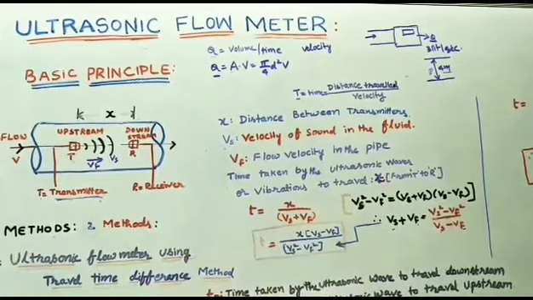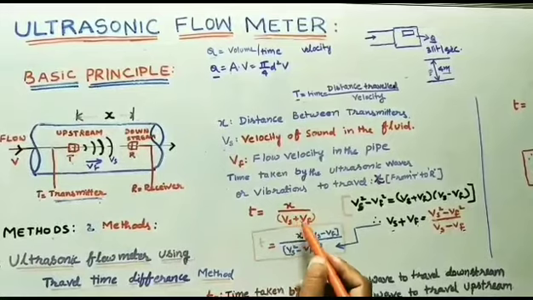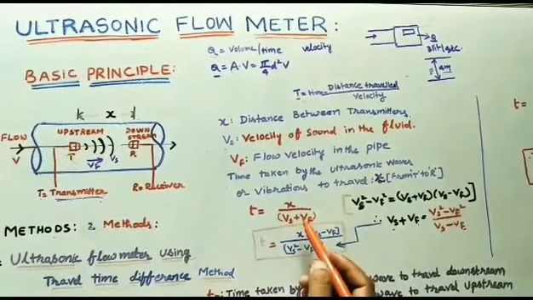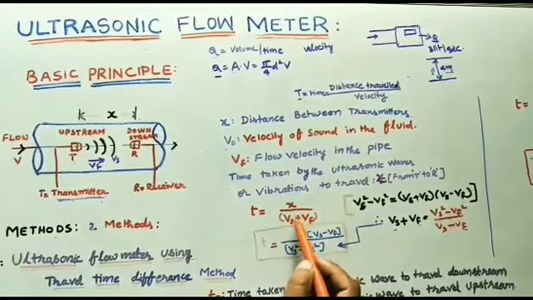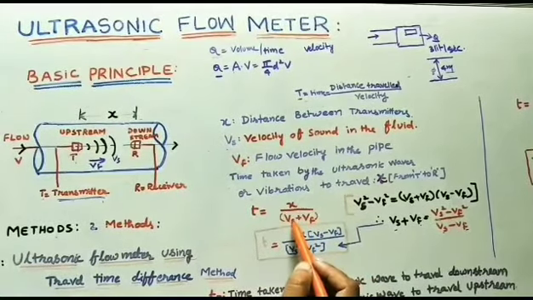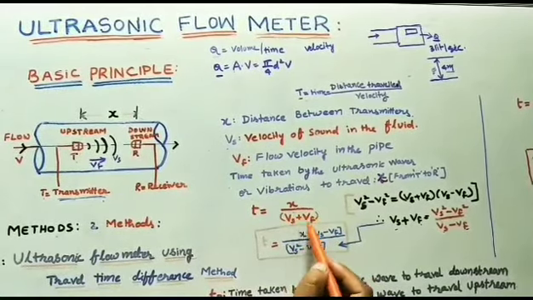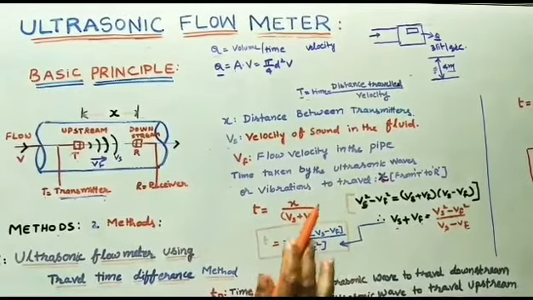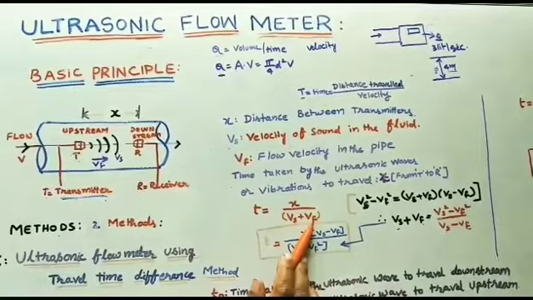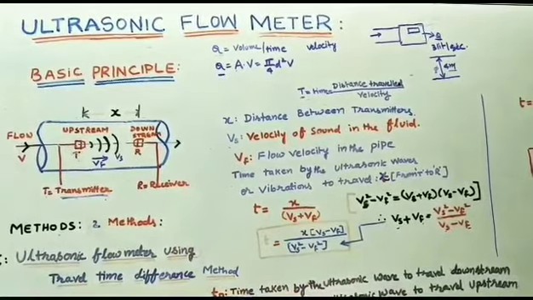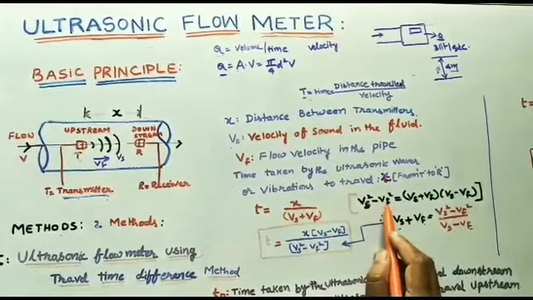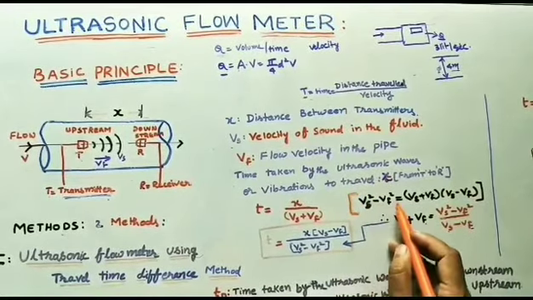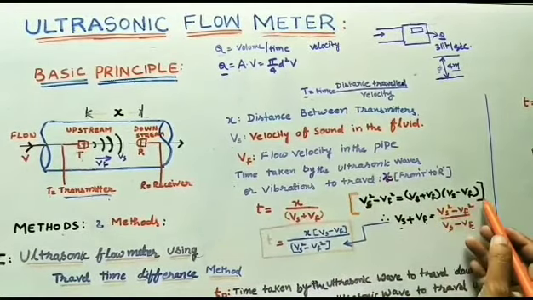Now, instead of this Vs plus Vf, for the correct output effect we have to take Vs square minus Vf square. I will explain why we have to take it like that. We have one formula: a square minus b square is equal to a plus b into a minus b.